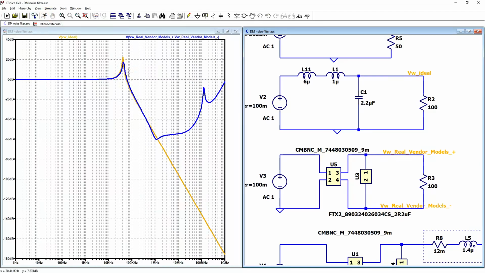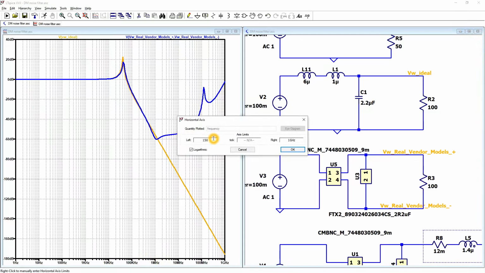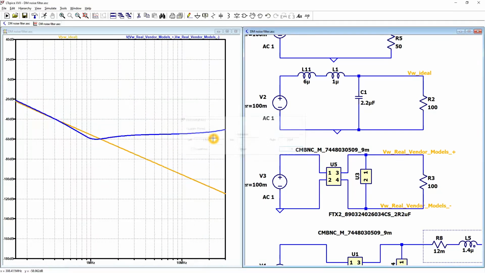And now we can see that our graphs are almost identical in this part, and our resonance points are very close to each other. So we can say we have around 7 microhenry of differential mode inductance and a 2.2 microfarad capacitor. And we can check how much differential mode attenuation we have between 150 kHz and 30 megahertz. Say that we have from -20 to -60.